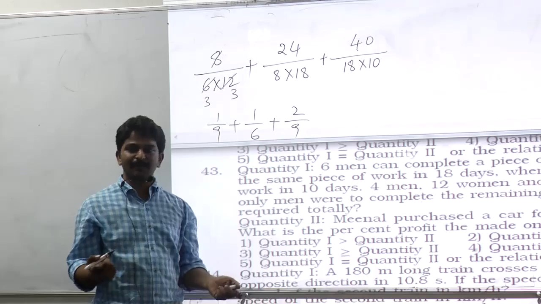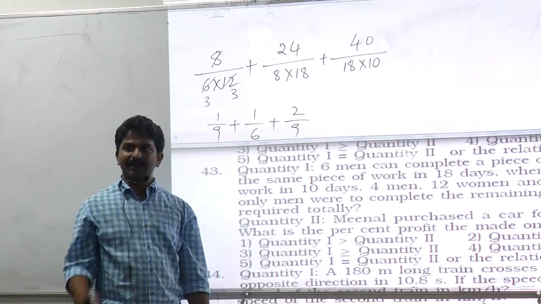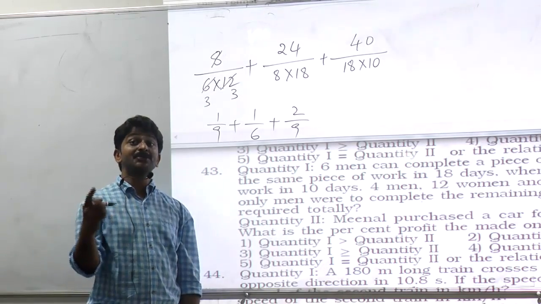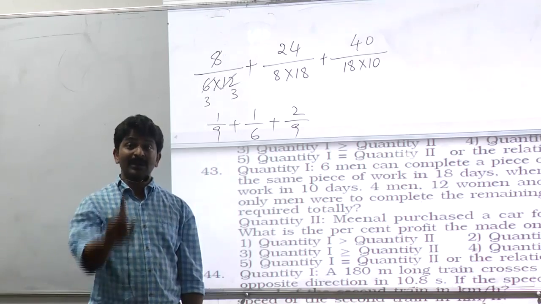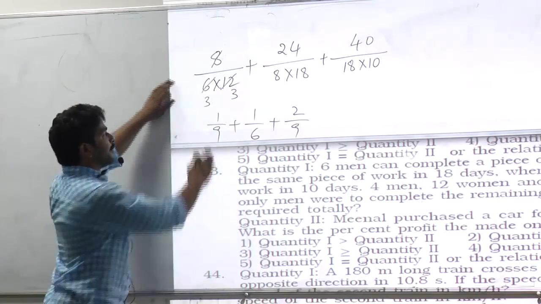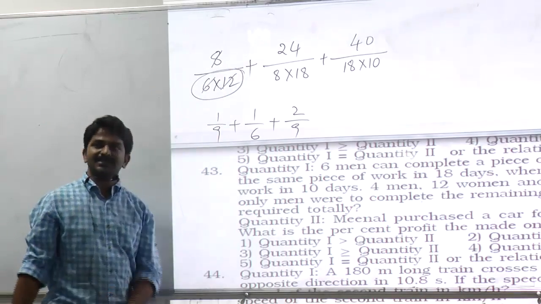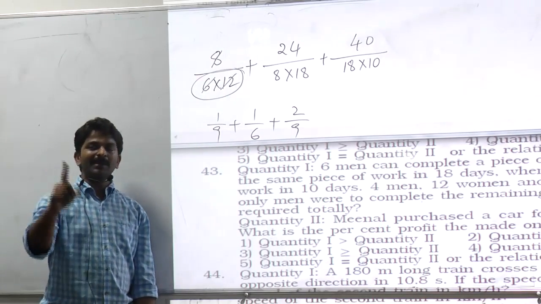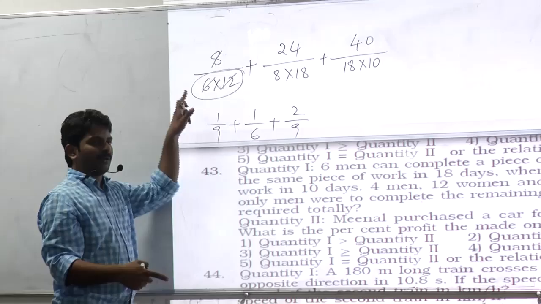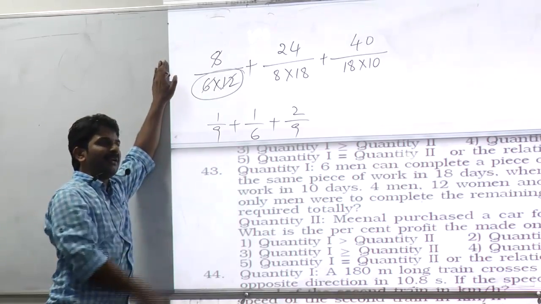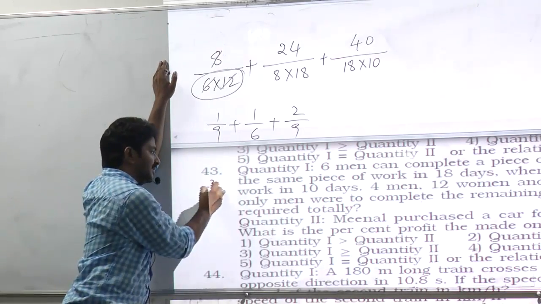So how much work is completed? Half is completed, remaining is half. So who has to complete half of the work? Only 1 man. 1 man can complete the total work in how many days? 6 into 12 days, which is 72. 1 man can complete the total work in 72 days. To complete half the work he needs 36. So quantity 1 is 36.